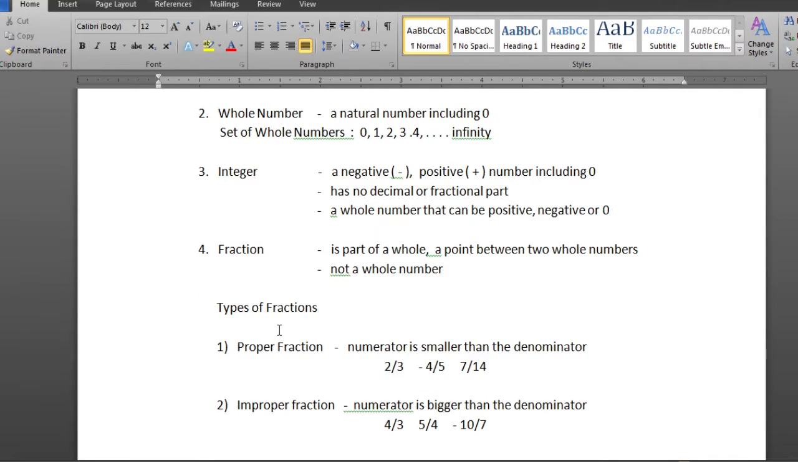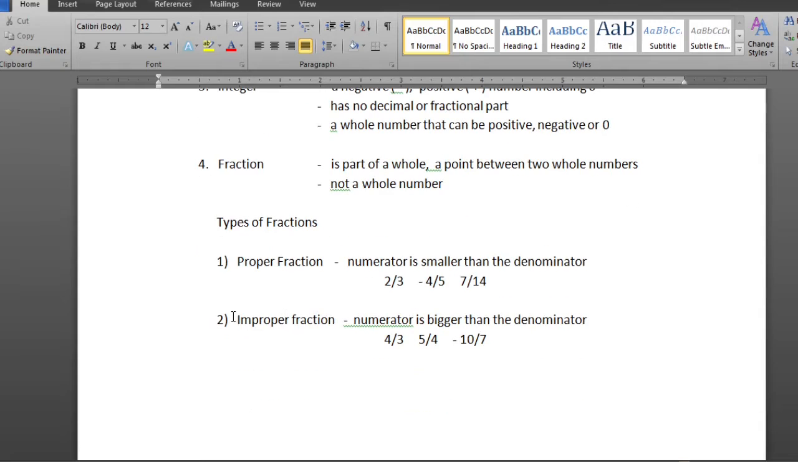And there are types of fractions. The first is the proper fraction, where the numerator is smaller than the denominator. So we have here 2, which is smaller than 3, and you have 4 smaller than 5, 7 smaller than 14. These 3, 5, and 14 are the denominators. So this is what we call proper fractions.